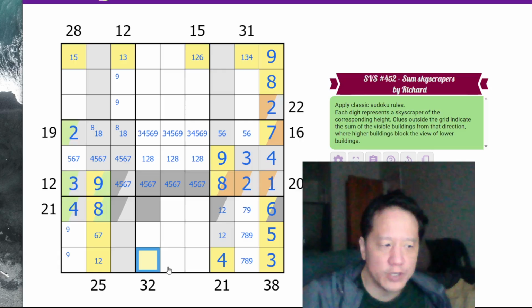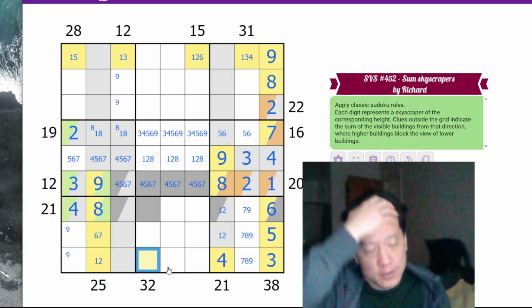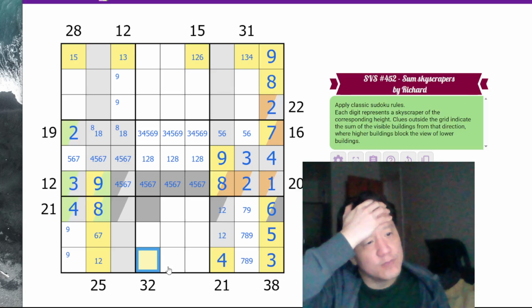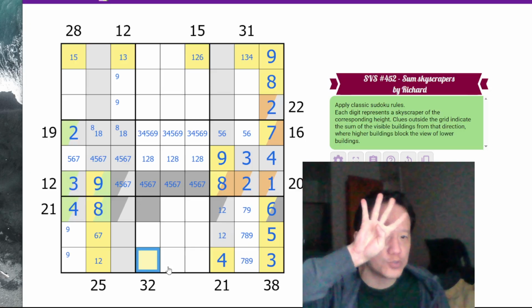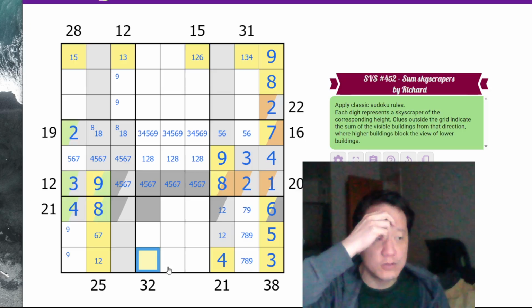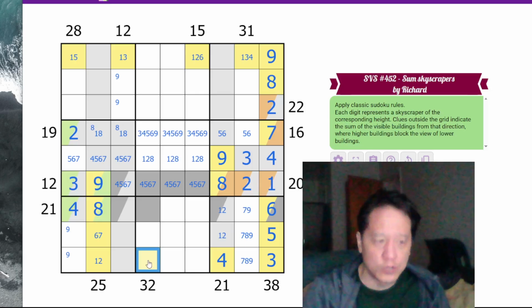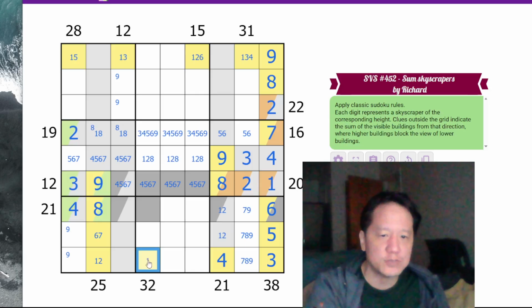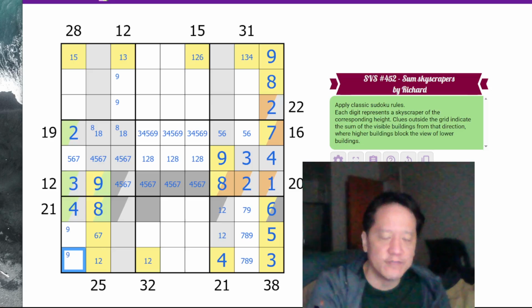Here, we cannot have 5 or 6 adding up, because 5 would be at maximum with 4 digits, 5, 7, 8, 9, which is 29, which is too small. Or at minimum, 5, 6, 7, 8, 9, which would be 35, which is too big. So this cannot be 5 or 6 because of the same problems. So this must be 1 or 2. So we have a 1, 2 pair in row 9, which means the remaining digits are 5 through 9.